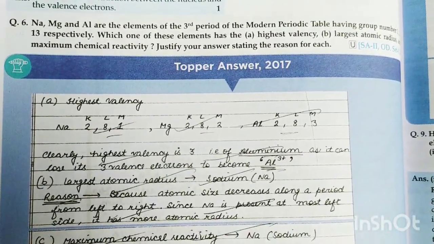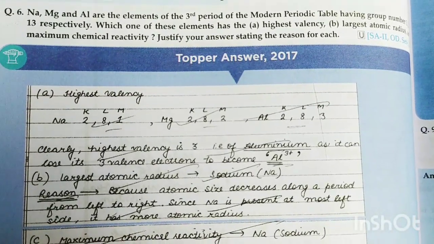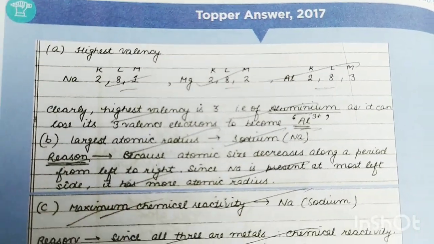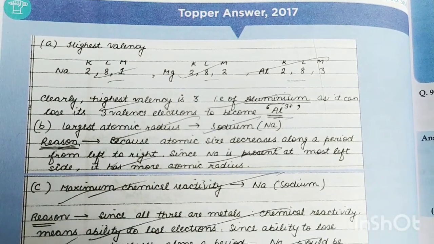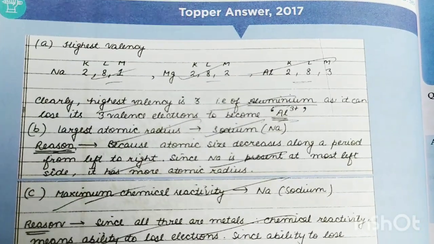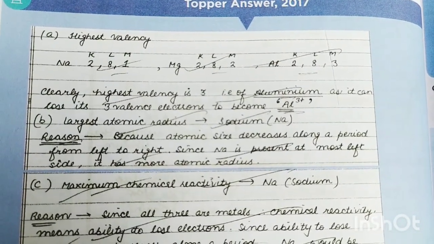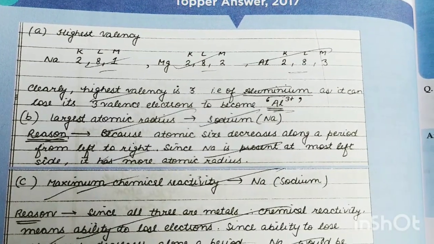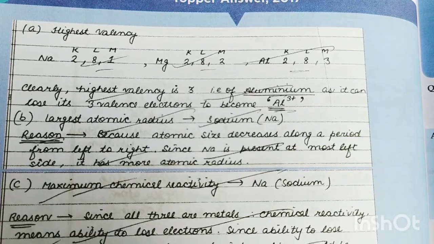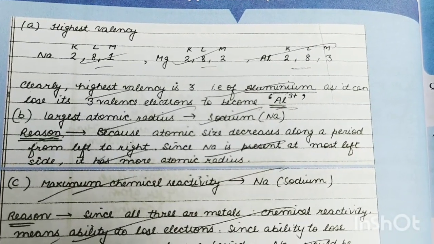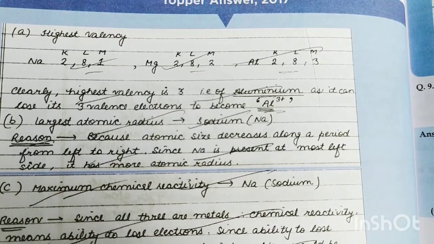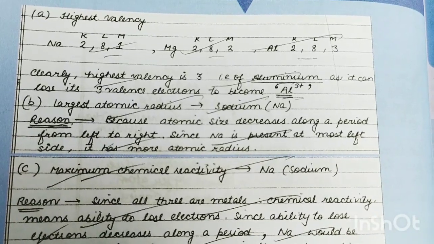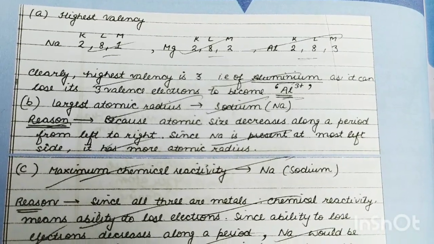So we need to tell, among these three elements, which one has the highest valency. The topper has written, first of all, the electronic configuration of these elements. Na means sodium, electronic configuration is 2,8,1, Mg has 2,8,2 and aluminium has 2,8,3. So clearly the highest valency is 3, that is of aluminium, as it can lose its 3 valence electrons to become Al3+. And the largest atomic radius is that of sodium.